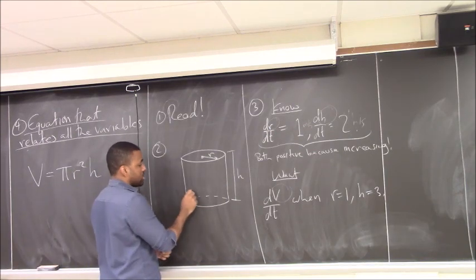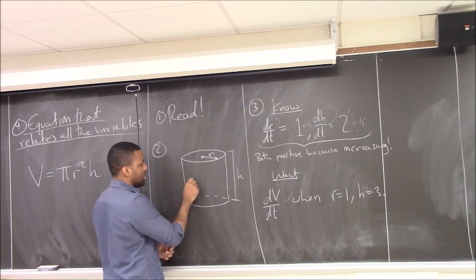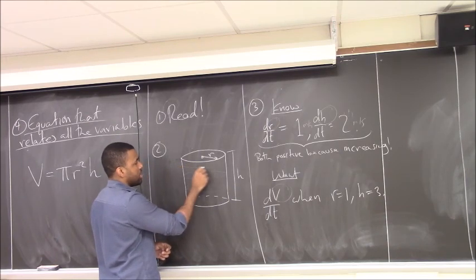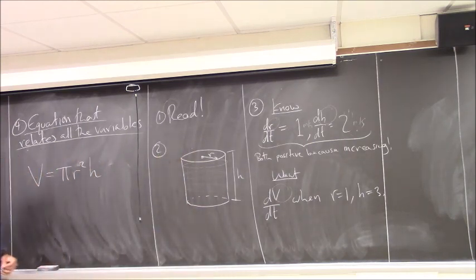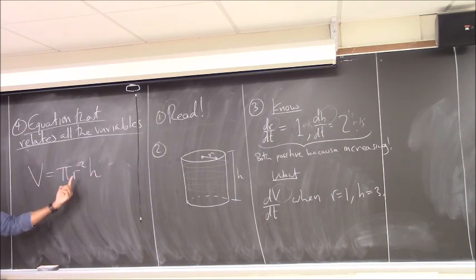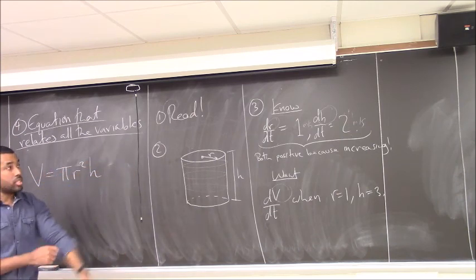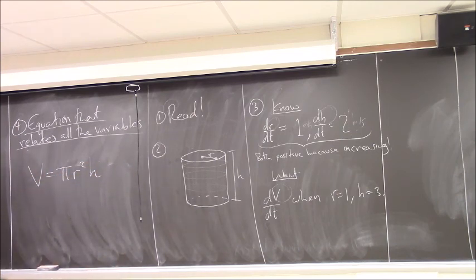Notice that, and this kind of works for any prism. Notice that in a cylinder, it's basically the same shape that is spread throughout. It's called a uniform prism. And basically the volume of such a thing is the area of the base times the height. So you get pi r squared h. And this is an equation that relates all the variables that I've used in steps 2 and 3. Okay. That's it. Now step 5, we're going to differentiate.